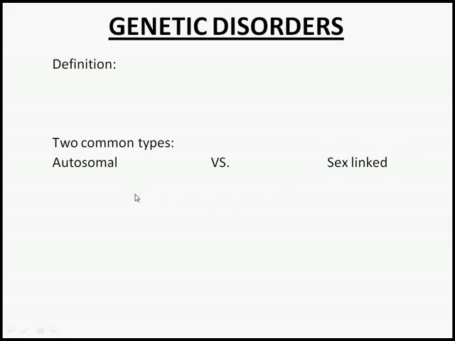And for each one of these, there are different classifications. You could have autosomal dominant and also autosomal recessive. Same dominant and recessive that we saw in Mendel's genetics. Same thing for sex-linked. You could have sex-linked dominant or sex-linked recessive.